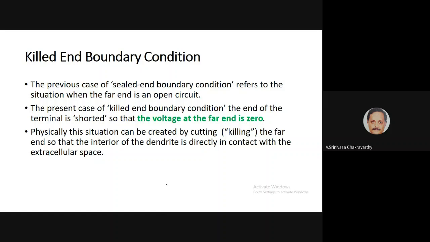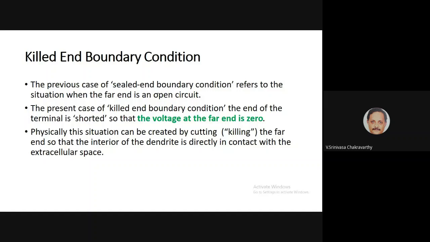Okay, so similarly, let us derive the properties, the voltage distribution and the input resistance for a finite cable with killed end boundary condition. What is this killed end? I mean, why do we use that kind of violent language?